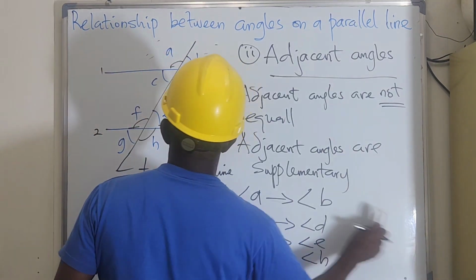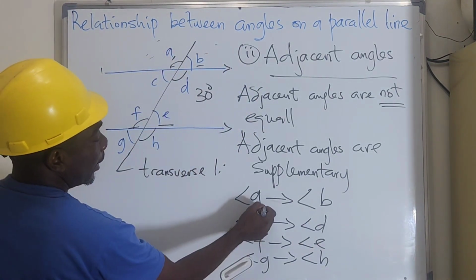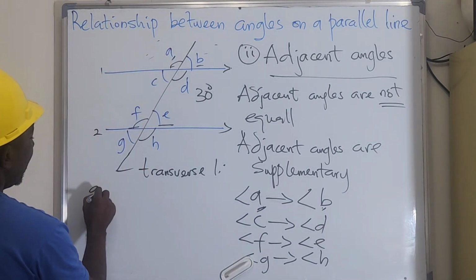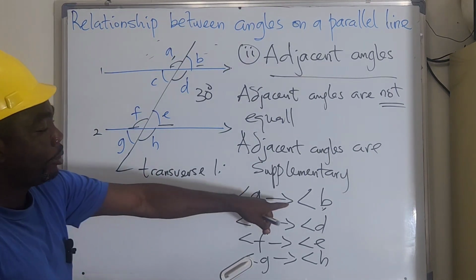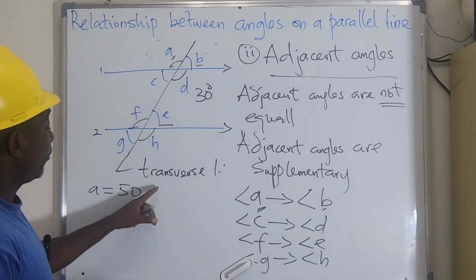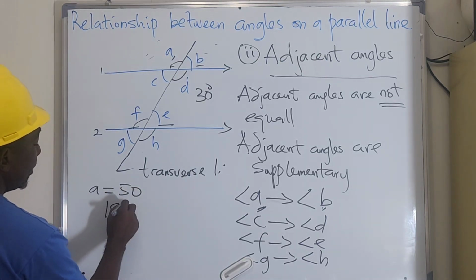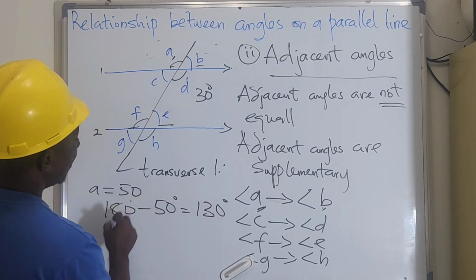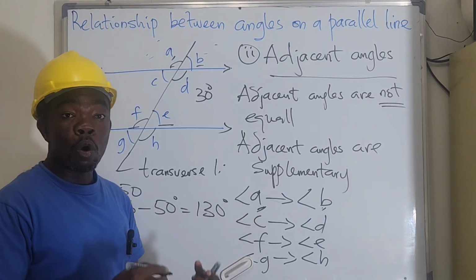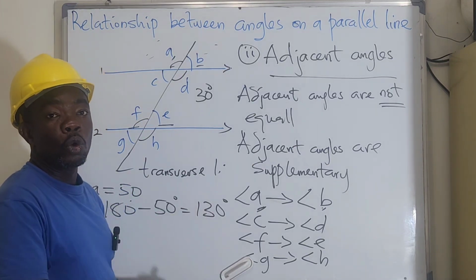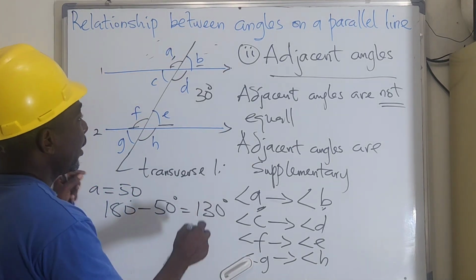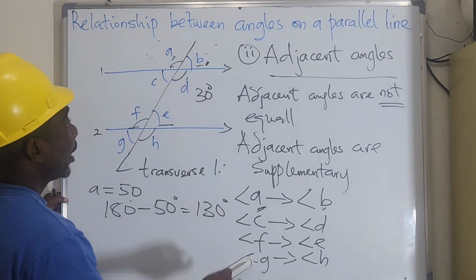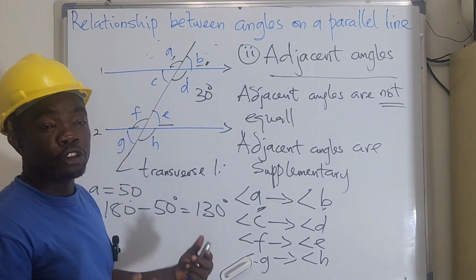As we said, A is adjacent to angle B. When angle A equals 50 degrees, then B, they are not equal, they are supplementary, meaning that B will be 180 minus 50 degrees, which is 130 degrees. So supplementary means that 180 minus one angle will give you the other angle. Whatever we have on the other side, we subtract from 180 degrees, and it will give you the other side.